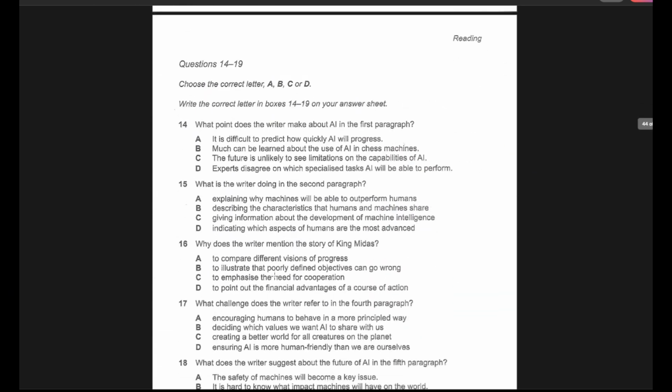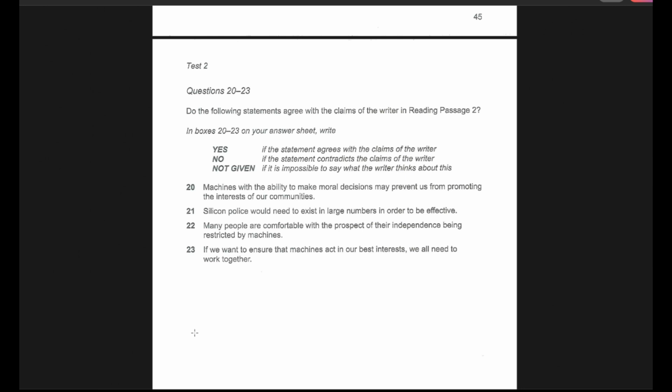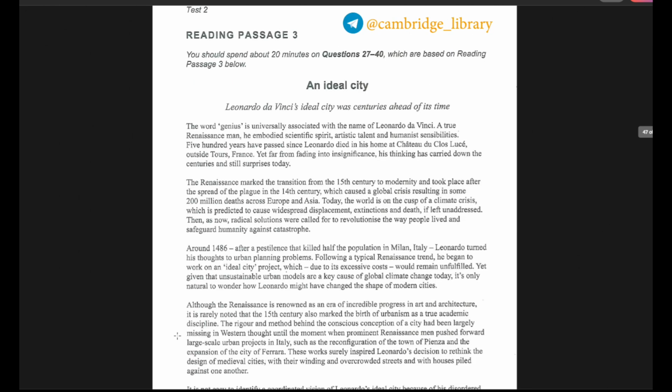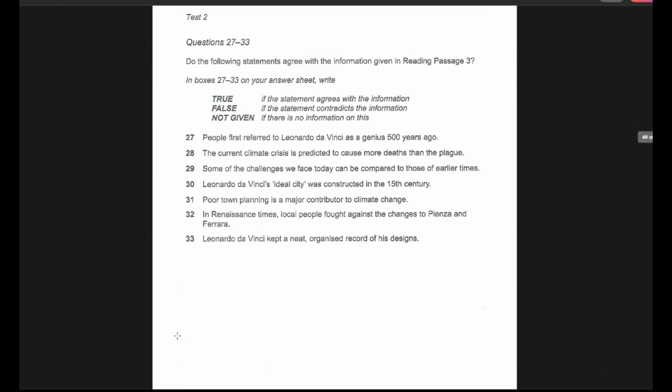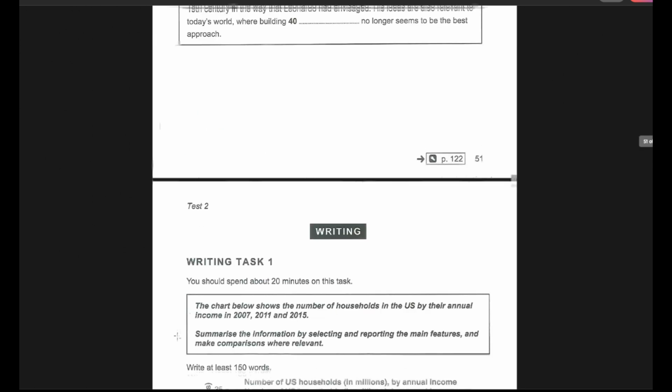Then the second passage has MCQs, and then it has true, false, not given type of questions. The third has fill in the blanks type of questions. In section 3, we got true, false, not given, we got fill in the blanks, and that is it.